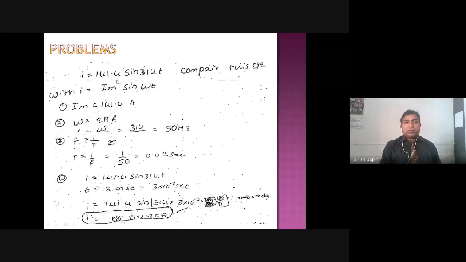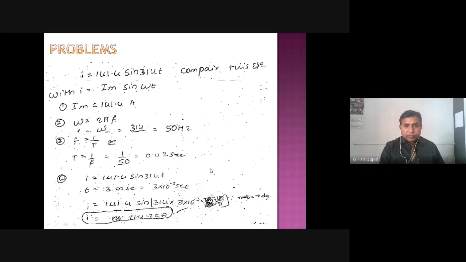So this is the solution. I is equal to 141.4 sine 314t. Compare this equation with I is equal to Im sine omega t. So Im is 141.4, omega is 314. So the first answer, Im is equal to 141.4 amperes. Omega is equal to 2 pi f, omega is equal to 314, which will result in a frequency of 50 hertz. And to calculate the time period, T is equal to 1 by f, 1 by 50, that is 0.02 second or 20 millisecond.